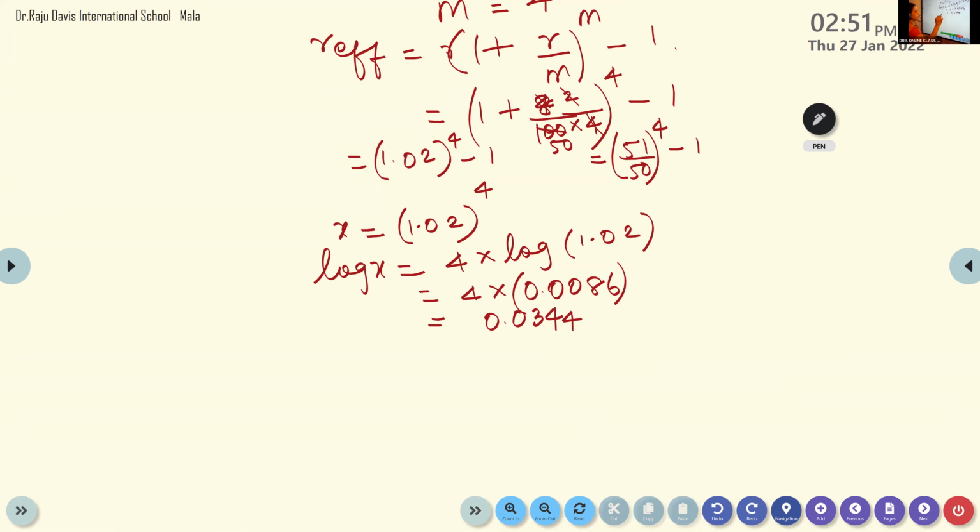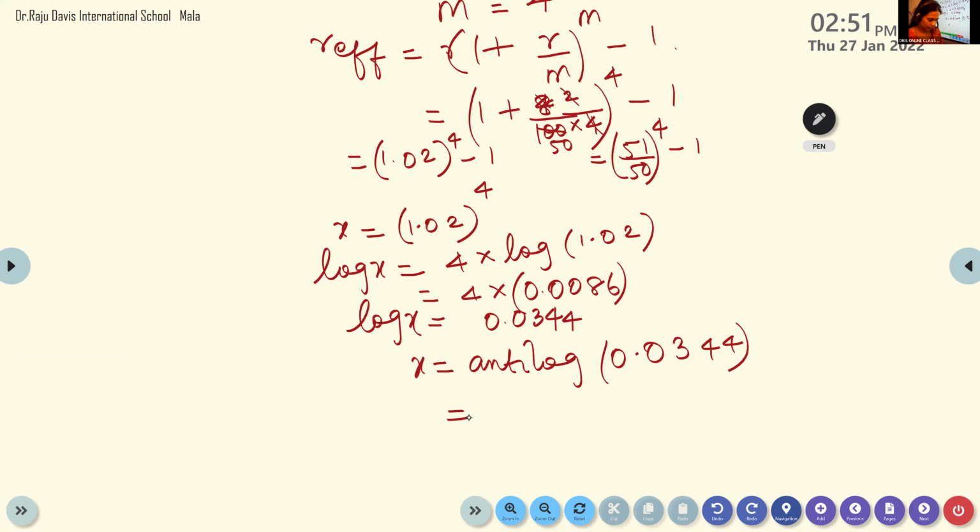So log x is this. Therefore, what will be x? X will be the antilog of 0.0344. So you take the antilog of 0344: 1081 plus 1, so 1082. Here, before the decimal, it is 0, so 0 plus 1, one place you have to shift. So 1.082. Are you getting it like that?